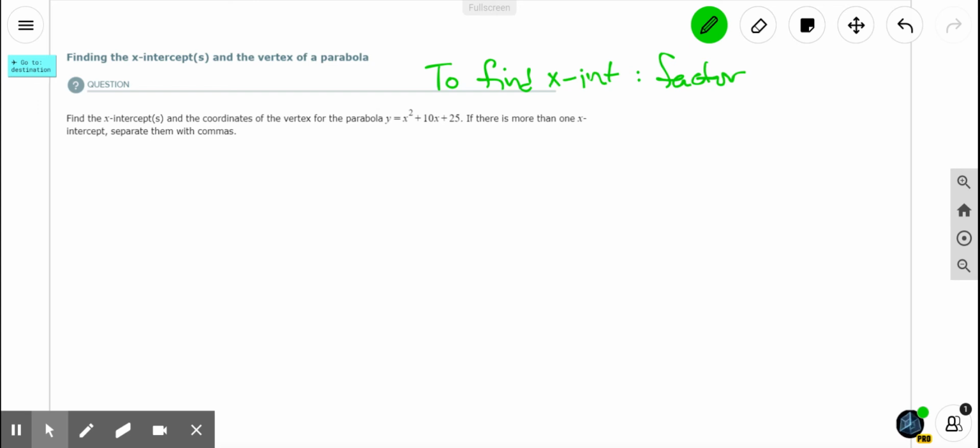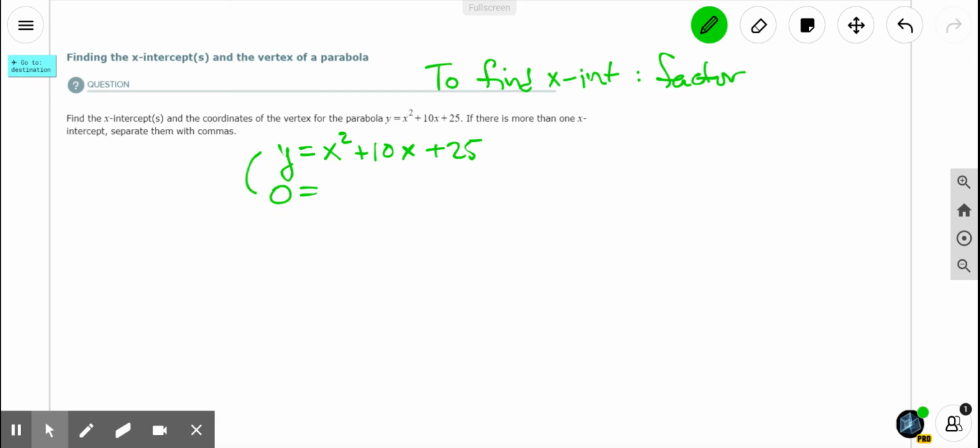Let's go ahead. They're going to give you some nice problems. So y is equal to x squared plus 10x plus 25, right? We are going to factor this. What we're doing is trying to find where y equals 0, right?